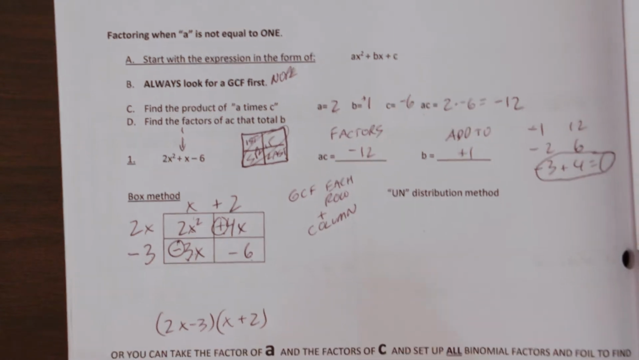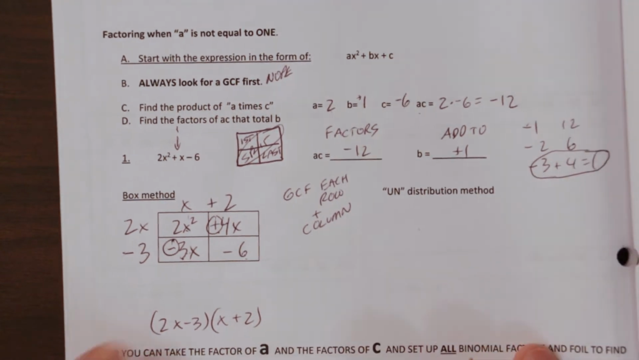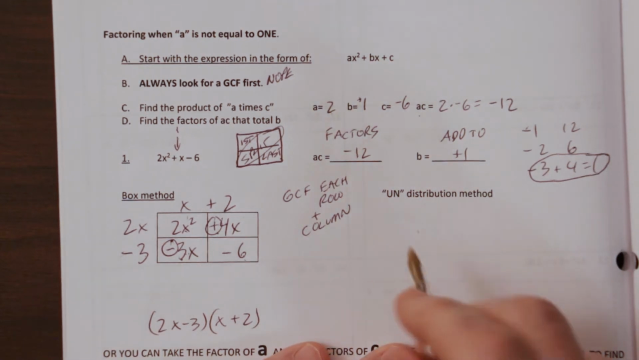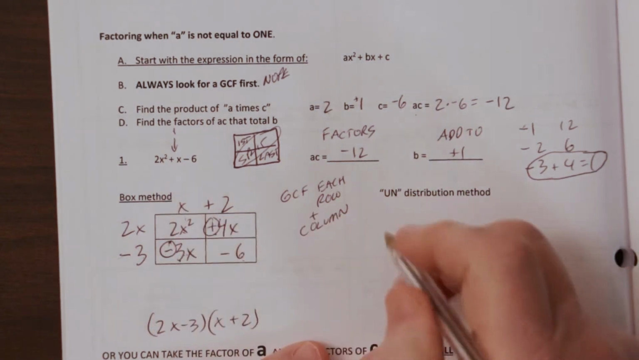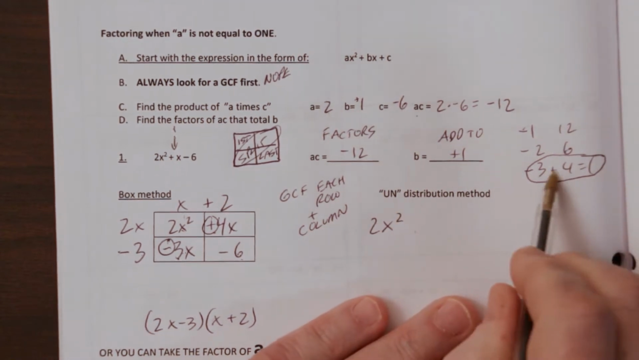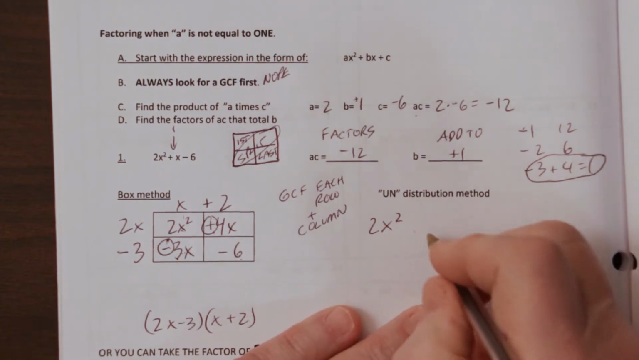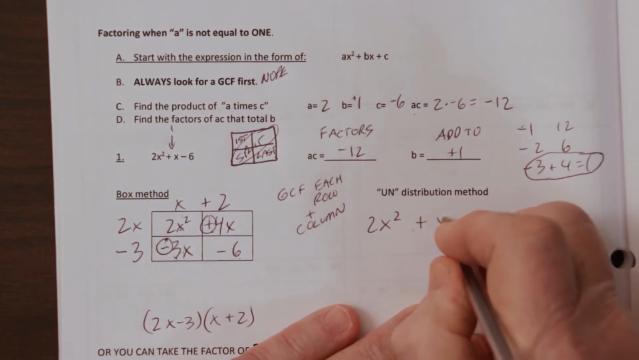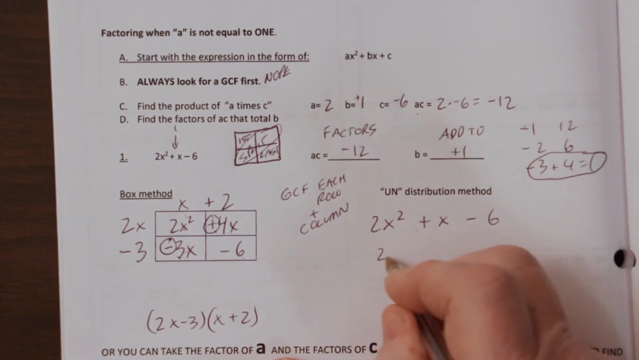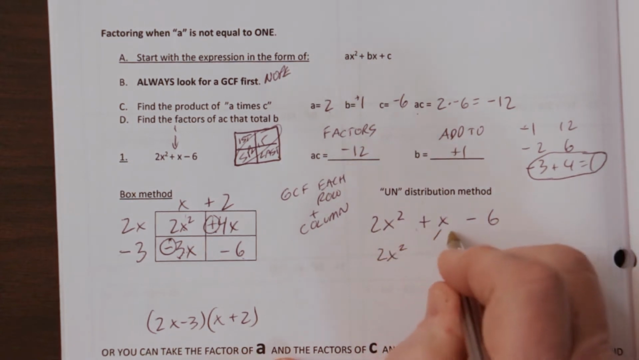So that's the unboxing method. Okay? The undistributing method, which is really hard to say, we're going to take the 2x squared and we're going to split this apart. Let me just rewrite the original equation: 2x squared plus x minus 6. So I'm going to bring down the 2x squared, and I'm going to split this apart.